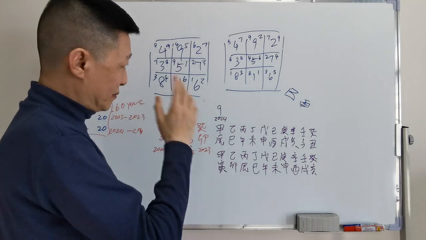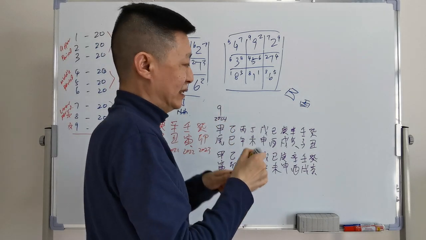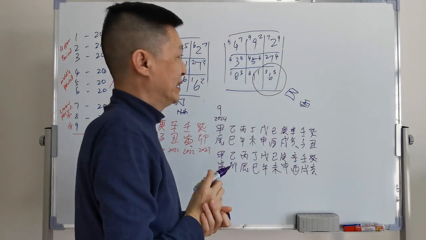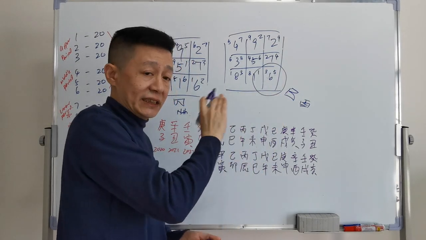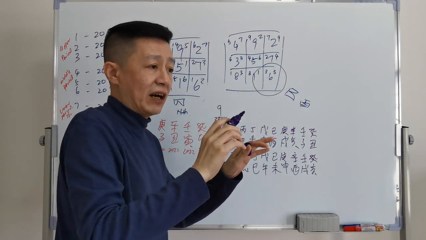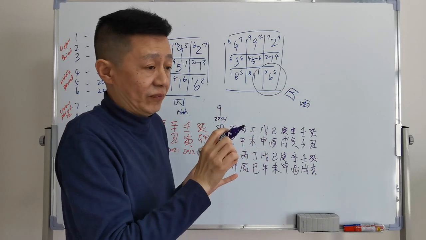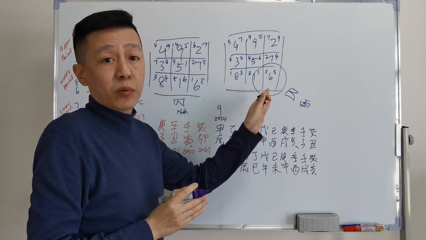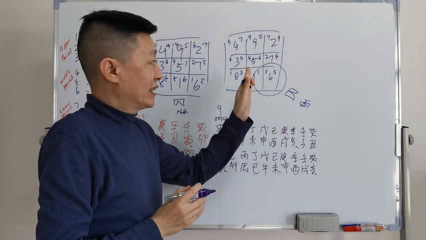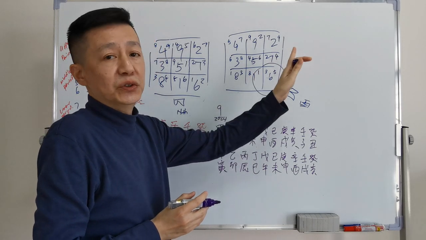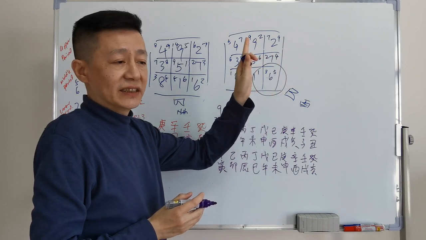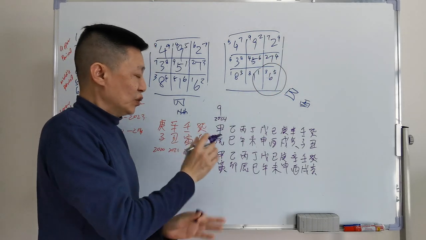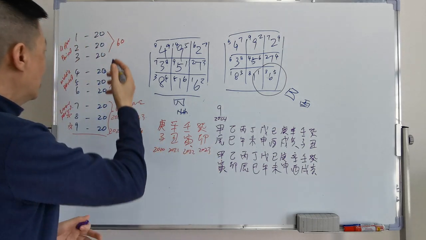In flying star, if your house is facing this way, that means you only look at this. The inside of the house is secondary, because you must settle the main problem first. You must settle the main problem first, then you settle the secondary problem. So you must understand.